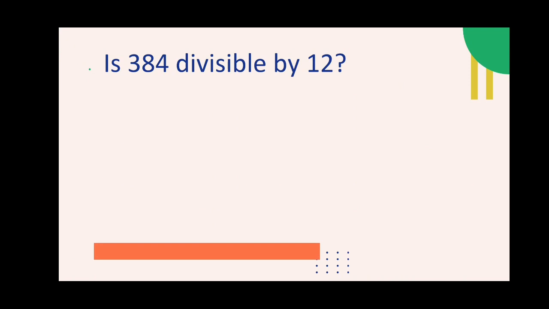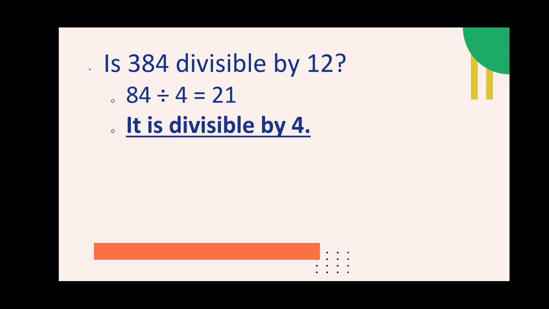Examples, is 384 divisible by 12? Okay, so i-check natin ang last 2 digits kung divisible ba siya by 4. 84 divided by 4 equals 21. Since walang remainder, therefore 84 is divisible by 4. So that means 384 is divisible by 4.